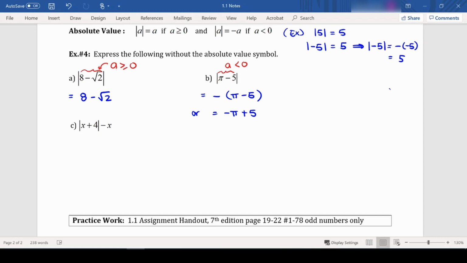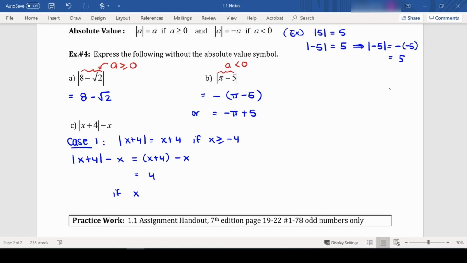Now, the next one, if you don't actually have numbers, you're going to have to write cases for yourself. Okay, so here, case 1 is that the absolute value of x plus 4 is equal to itself if x is greater than or equal to negative 4. Okay, so then you would have x plus 4 minus x, which would be equal to 4 if x is greater than or equal to negative 4.